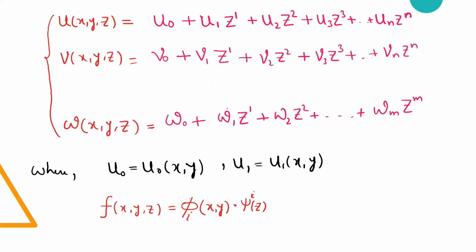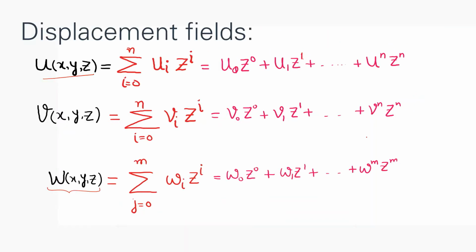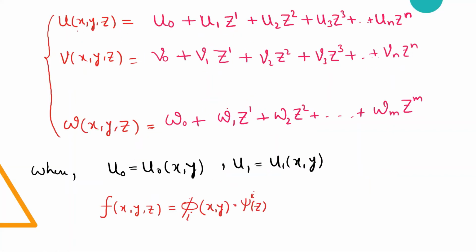We can see z to the power 0 is here, and anything raised to the power 0 is 1, so we can replace it with 1. So we can finally write u of x, y, z equals u0, which is a function of x, y, plus u1 z plus u2 z squared plus u3 z cubed plus up to un z to the power n. Here u0 is u0 of x, y and u1 is u1 of x, y. So we can say that any function f of x, y, z of k, where k may be u, v or w, is a function of psi_i of z.